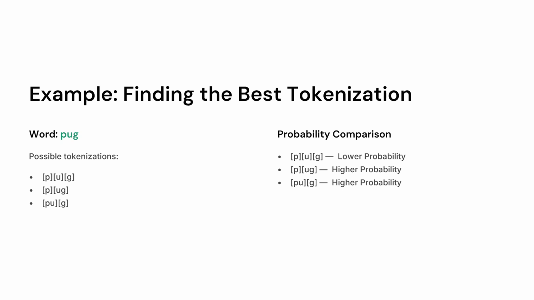Here we will see how we aim to find the best tokenization for a particular word. This is done by comparing the probability of tokenization of the word in all different ways. We take all the possible tokenizations of a particular word with the help of the corpus and find the probability of each one of them. The one with the higher probability is taken for consideration. Just keep in mind that P, UG and PU, G have similarly high probability. This will be useful when we compute loss.